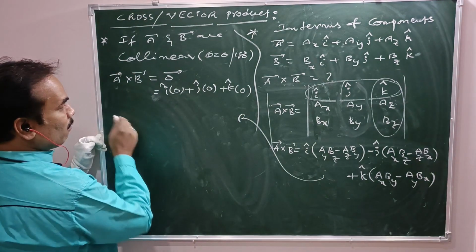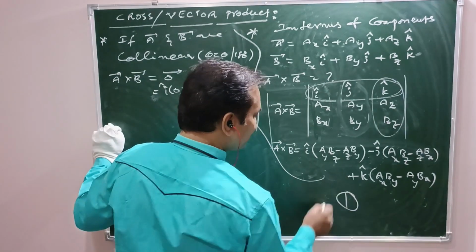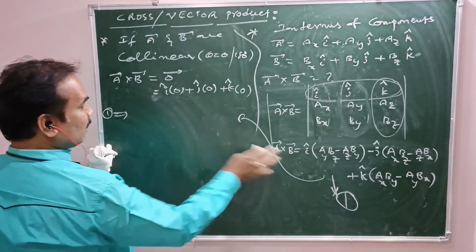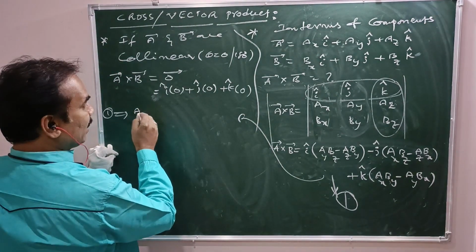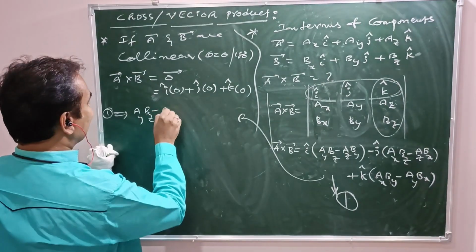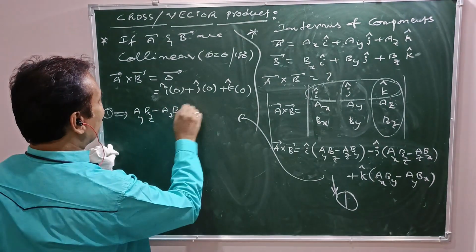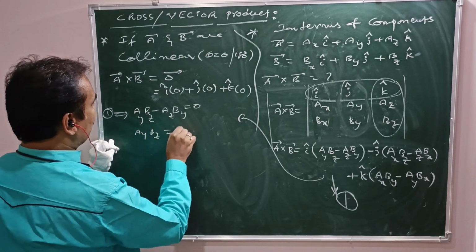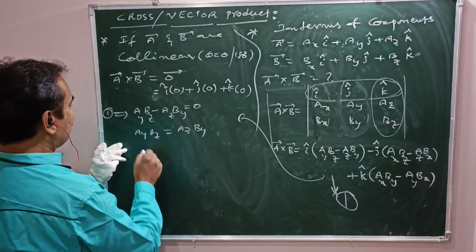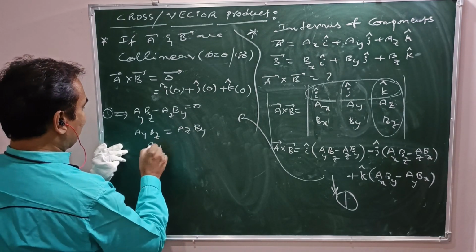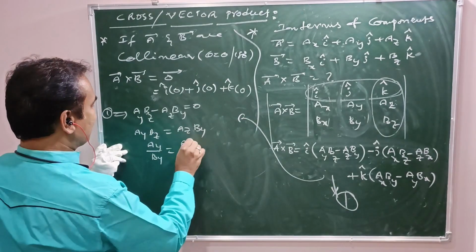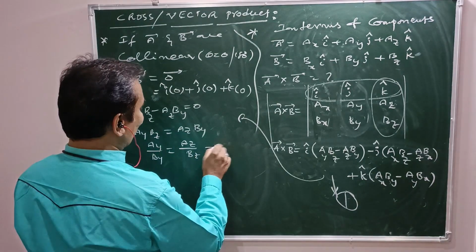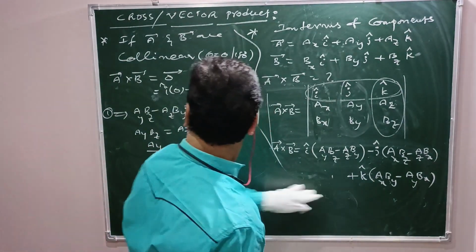So therefore, say this is number 1. Number 1 implies AY BZ minus AZ BY equals 0. Okay. Similarly, AY BZ equals AZ BY. That is AY by BY equals AZ by BZ. Am I right? This is number 1. Okay.